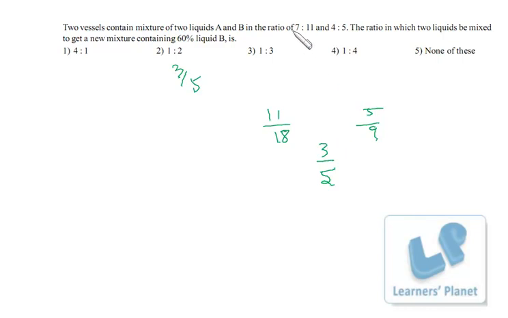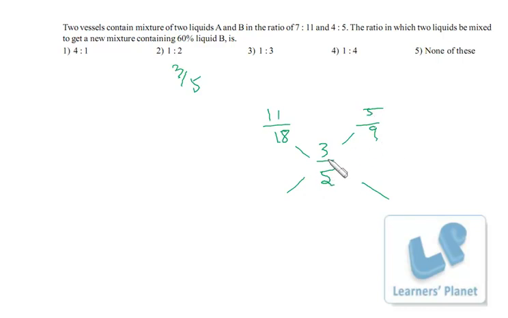Okay, A and B in the ratio 7:11. Here it is 4:5. That means out of total 18 quantity, B is 11/18, and here out of total 9, B is 5/9, and we want 60% of liquid B, that means 3/5. So out of the total quantity, 3/5 should be liquid B. So this is liquid B over here, this is liquid B over here, and by mixing these two, we want this liquid B, right? So just make it very simple.